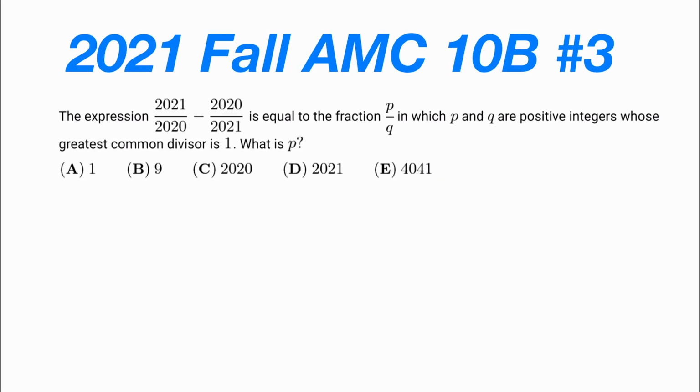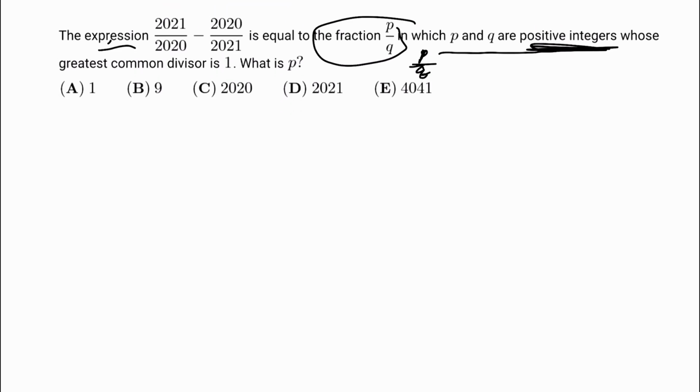Moving right along to number 3. Number 3 states that this expression is equal to this fraction, in which P and Q are positive integers whose greatest common divisor is 1, which means that basically it wants us to find P over Q, and it basically only wants P, but with P over Q in the simplest form. Well, we don't know what the simplest form is, so let's just find the common denominator.